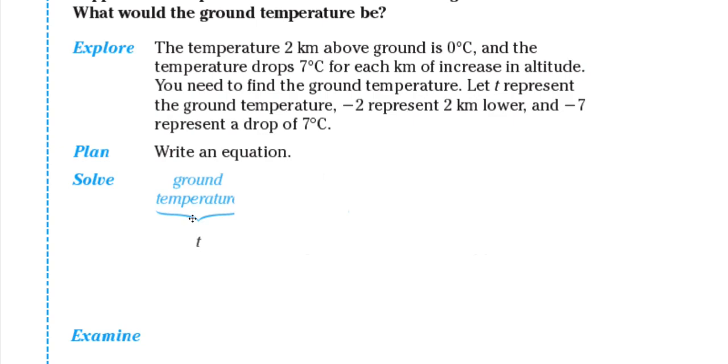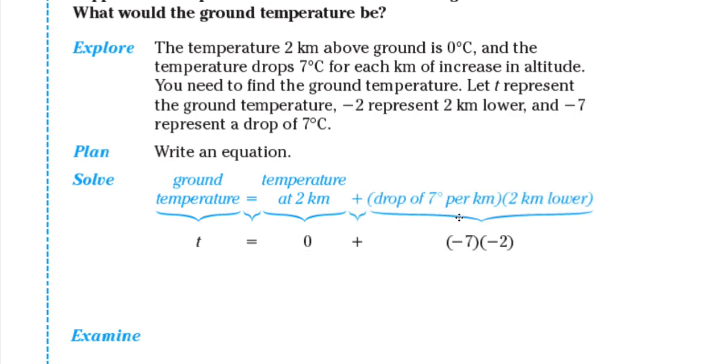So we have the ground temperature, which is represented by T, is equal to the temperature at 2 kilometers, which is 0, adding the drop of 7 degrees per kilometer, which is 2 kilometers lower, is negative 7 times negative 2. Okay, need to understand that. So a drop of 7 degrees per kilometer, and since it's 2 kilometers lower, we multiply it by negative 2. So you have a negative 7 and a negative 2.